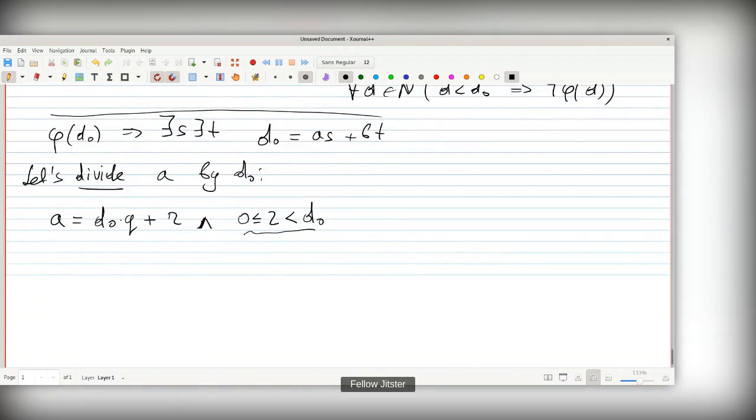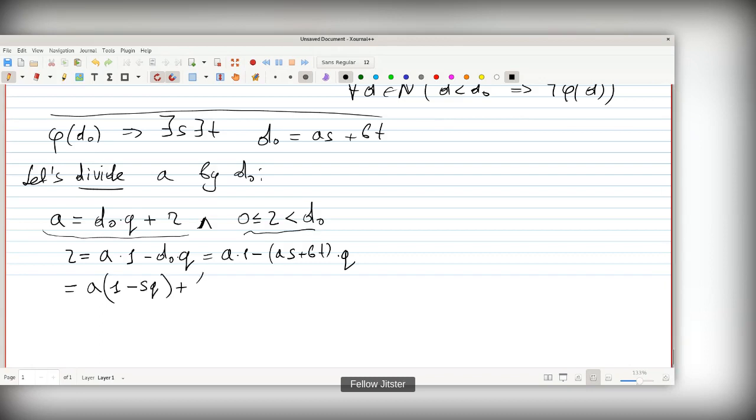This is the trick. What is R? According to this equation, R equals A multiplied by 1 minus D prime, D0 multiplied by Q. That is A multiplied by 1 minus (AS plus BT) multiplied by Q. That means that our R is a linear combination of A and B. It is A multiplied by (1 minus SQ) plus B multiplied by (minus TQ). So it is a linear combination of A and B.